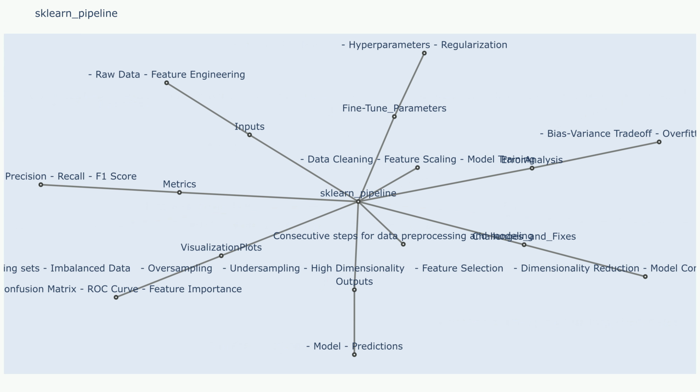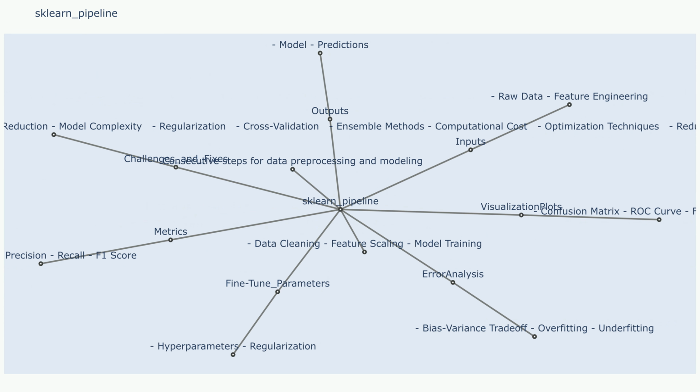Inputs: data, the raw data that the pipeline will process. It can be any format that the chosen transformer can handle, typically a pandas data frame or a NumPy array. Target: optional, the target variable for supervised learning tasks, if applicable. This can be a separate column in the input data or a separate array. Outputs: trained model, the pipeline returns a trained machine learning model after fitting it to the data. Predictions: after fitting, the pipeline can be used to generate predictions on new data.